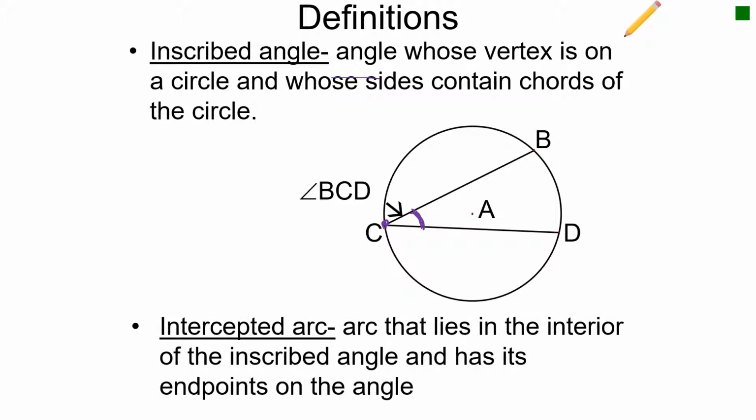Another term that we need to know is the intercepted arc, or the arc that lies in the interior of the inscribed angle and has its endpoints on the angle. So the intercepted arc of the inscribed angle would be arc BD. So when we say the interior of the angle, this is the interior of the angle, and the arc lies between the points B and D, which are the endpoints of that angle. And so I just want to make sure that we know what I'm talking about when we say inscribed angle and intercepted arc before we do some problem solving with them in circles.